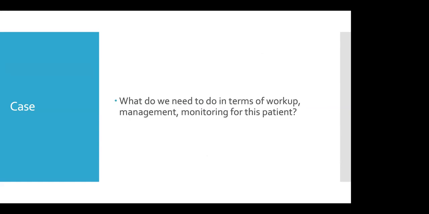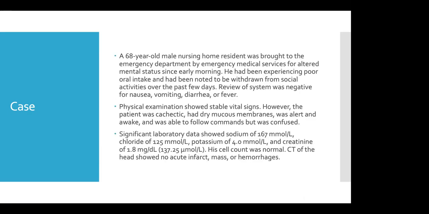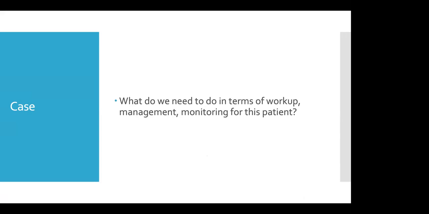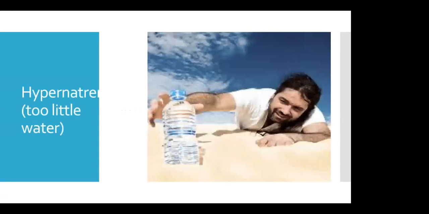All right. So what's going on with this patient, and what do we need to think about in terms of the workup, management, and monitoring? He's dry. He has hypernatremia, pretty high at 167, right? He's symptomatic. He's confused, right? All right. Cool. So next we'll talk about hypernatremia, or too little water.